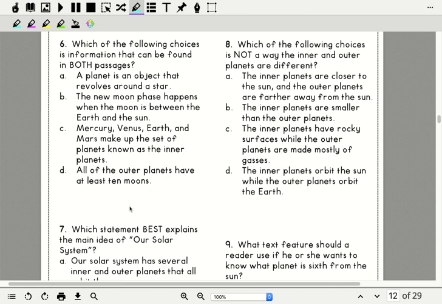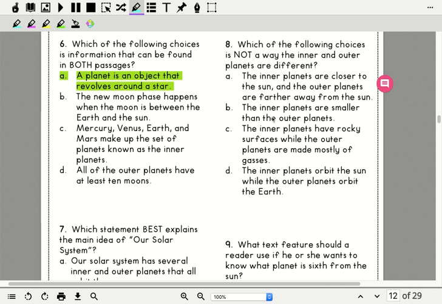Okay, so the only one of these that is in both passages, you have to find it in both, is this one that talks about a planet is an object that revolves around a star. That is the only one that's in both, okay?